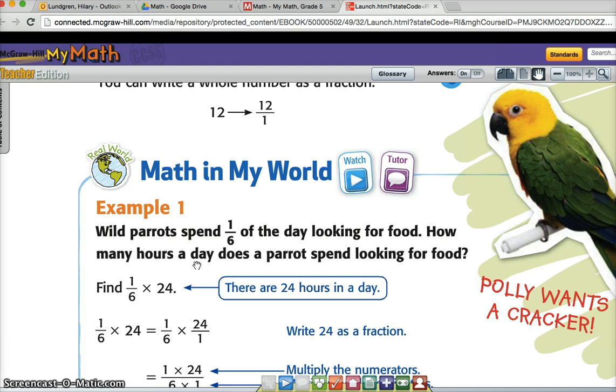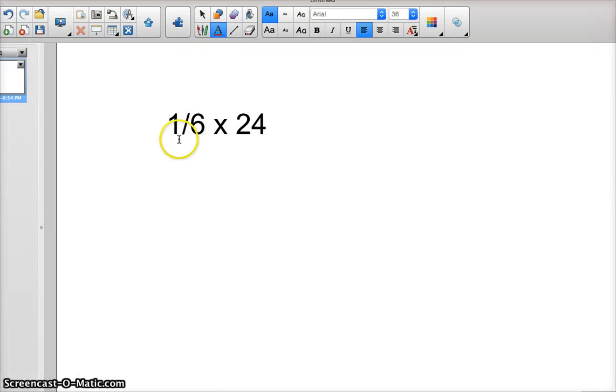So this parrot spends 1/6 of each day looking for food. So in order to figure out how much time they spend looking for food in one day, we are going to take 1/6, because that's how much time they spend looking for food in a day, and we are going to multiply it by 24 because there's 24 hours in a day.